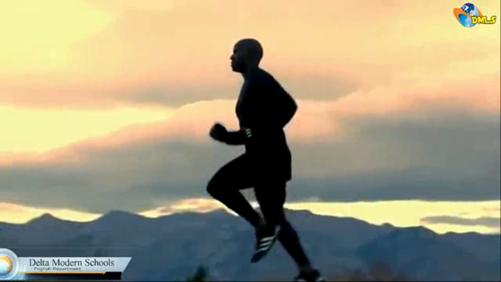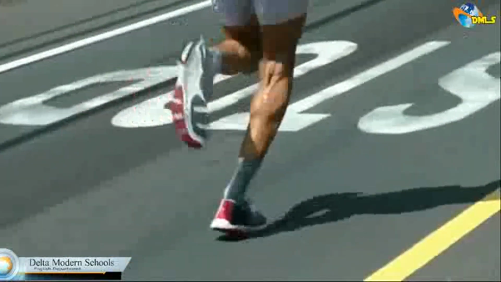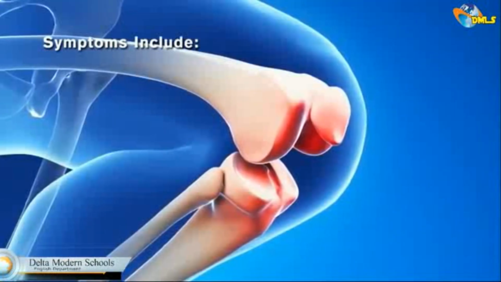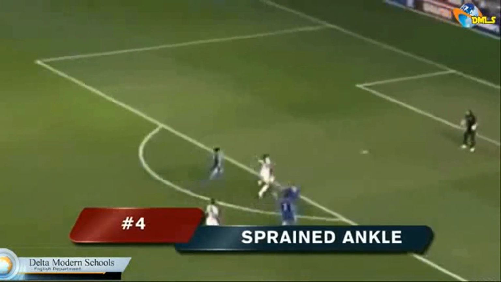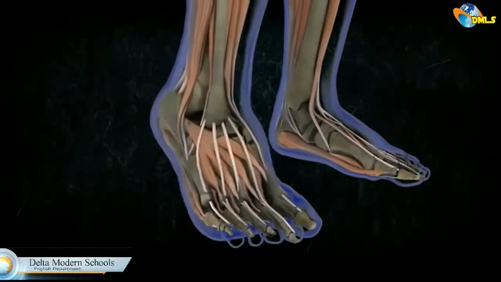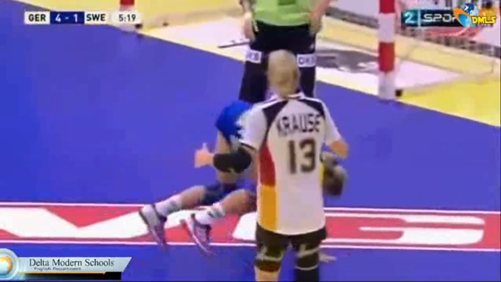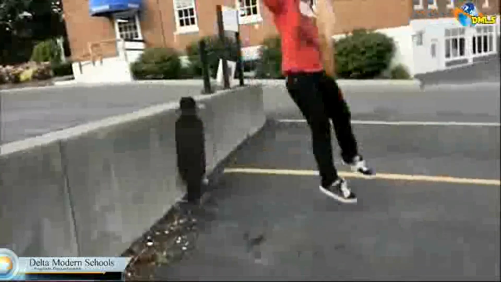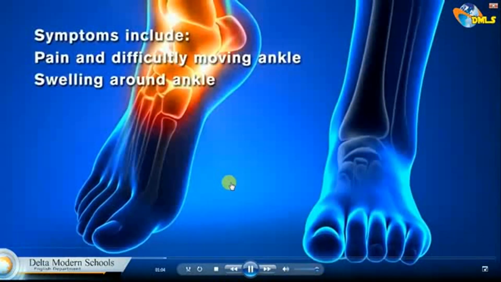Runner's knee. Runner's knee is a condition characterized by pain behind or around the kneecap. It is caused by overuse, muscle imbalance, and inadequate stretching. Symptoms include pain under or around the kneecap, pain when walking. Sprained ankle. 1-0 here in the 37th minute. She is between two Guatemalan defenders and then goes down and stays down. The ligaments of the ankle holds the ankle bones and joint in position. They protect the ankle from abnormal movements such as twisting, turning, and rolling of the foot. A sprained ankle happens when the foot twists, rolls, or turns beyond its normal motions. If the force is too strong, the ligaments can tear. Symptoms include pain and difficulty moving the ankle, swelling around the ankle, and bruising.